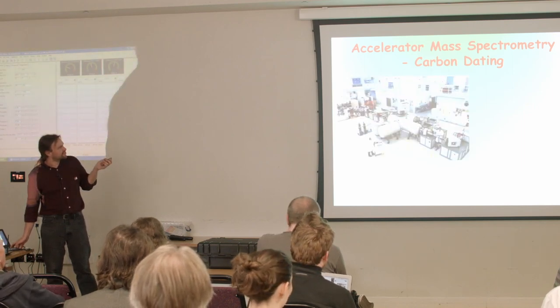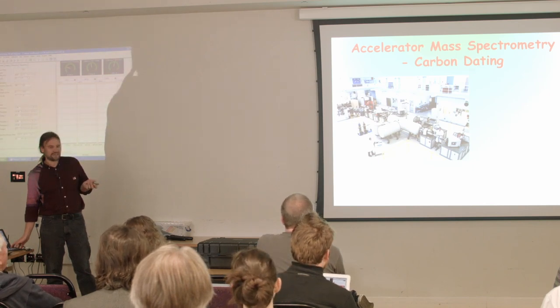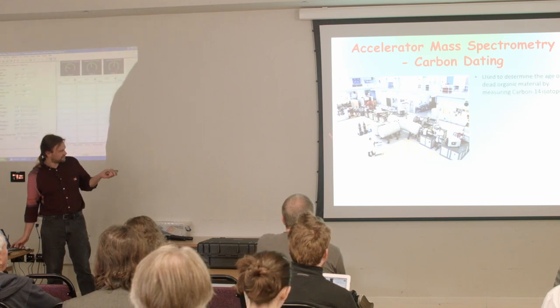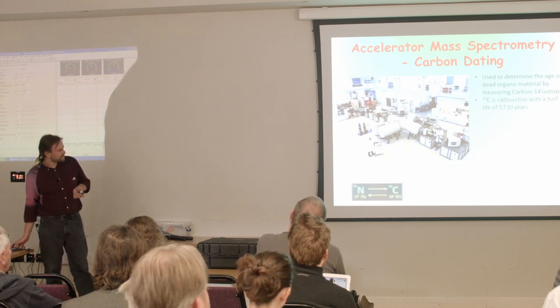Right, so I'll just go through some other applications. Carbon dating, this is a large accelerator mass spectrometer. These are usually government institutions, government facilities, because it's quite large. So we use this to determine the age of organic material.